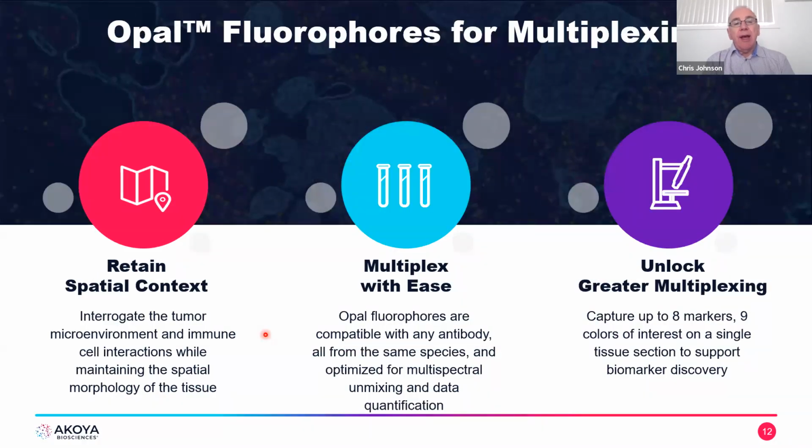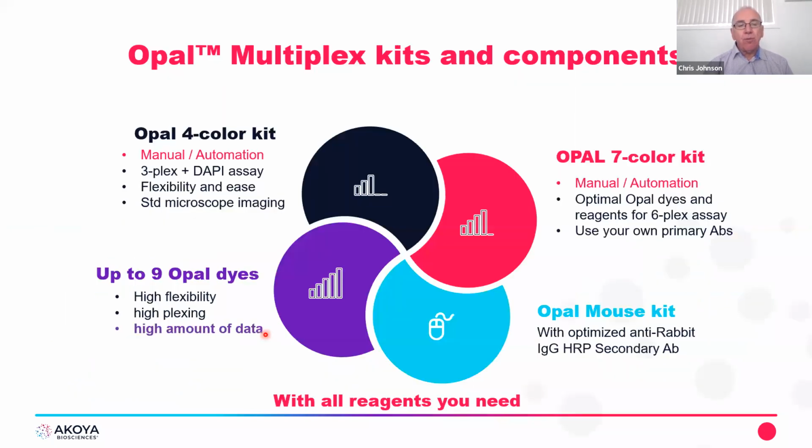So Opal then is a fluorophore that we use for multiplexing. Its ability is to retain the spatial context of the tissue and the cells. It's quite easy to use. Multiplexing is quite straightforward, and it has the potential of unlocking even greater multiplexing and extracting a lot more data from the tissue than just the observational information, as we use the downstream processes of analysis on it. Now, Akoya supply Opal in a number of different ways.